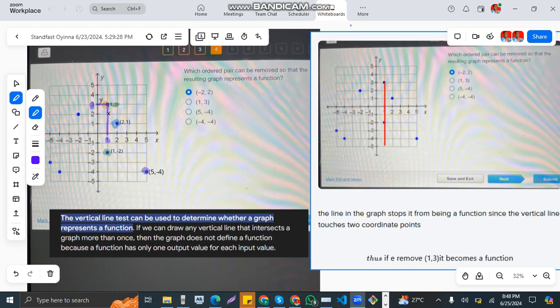This means that for this coordinate point here, or this ordered pair, normally ordered pairs are written as x, y. So the x value is what? 1, which is what we have here, and the y value is what? 3, which is what we have here. So that's how we got 1, 3.